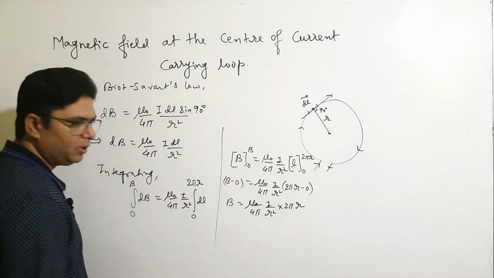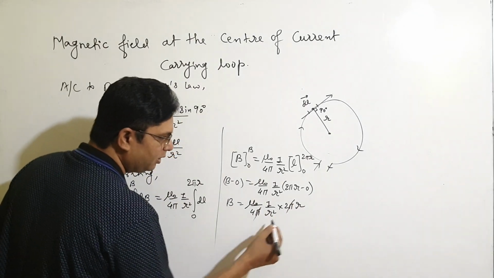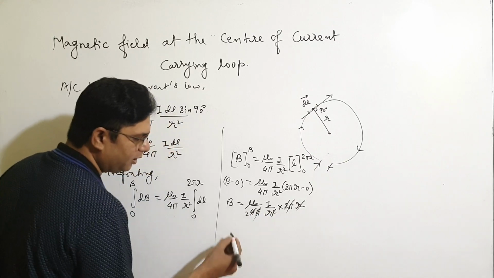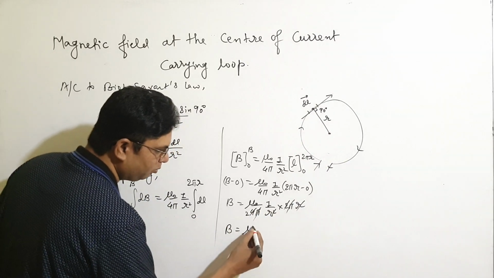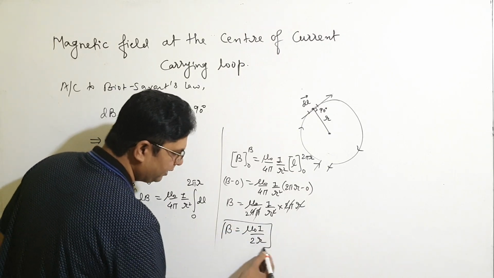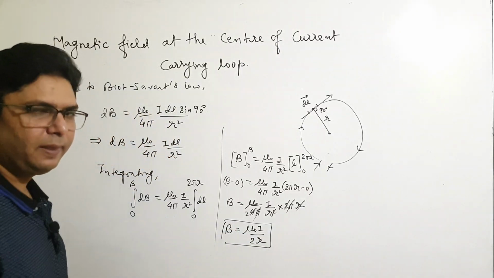So cancel the common terms, that is pi will cancel out. Here this r will cancel out, this 2 will cancel, you get 2 here. So what you get? B equals mu naught I upon 2r. This is the magnitude of the magnetic field.